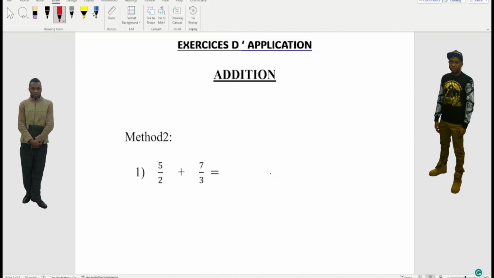Now you see this is 2. This is 2. We write it right here. Multiply by 3. Some of you say, wait a minute, where is this coming from?